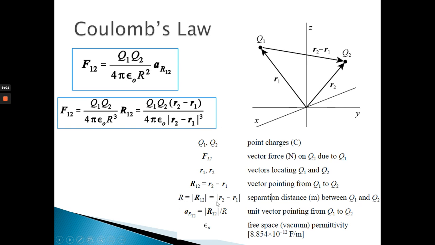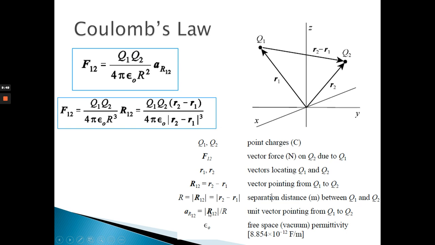So R is equal to the modulus value of R2 minus R1. We know it, I'm not going to elaborate that much. So the unit vector A of R12 is the value of R12 divided by R. So the value of R12 is this divided by R. If you put the value in here, it becomes somehow like this, because R squared will be below, and then R will be below here.